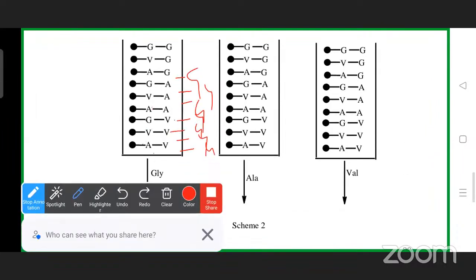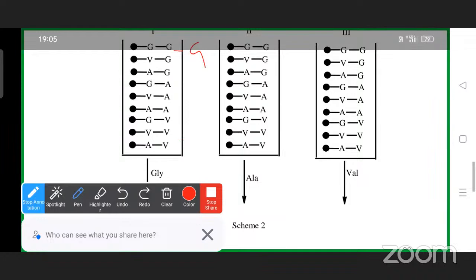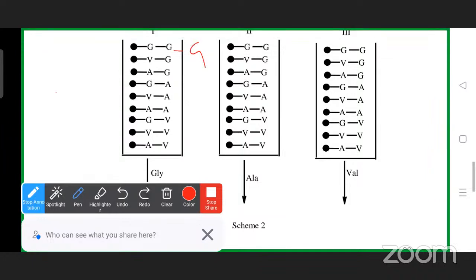And like that. So now we are getting 9 tripeptides here. Here also, same thing. Here we have added glycine.